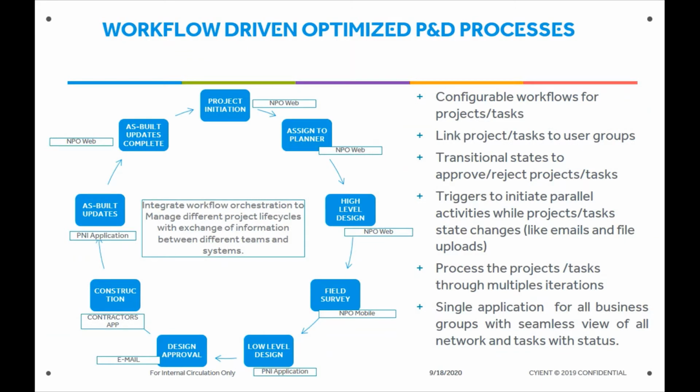This slide shows a sample workflow process of a network rollout, which is configured using the NPO workflow management module. You see that it starts from the project initiation on the top, which assigning to the planner, creating high-level designs, performing field surveys, and then send the data for the low-level design and design approvals. Once the design got approved, the project data can be sent to construction vendors digitally.